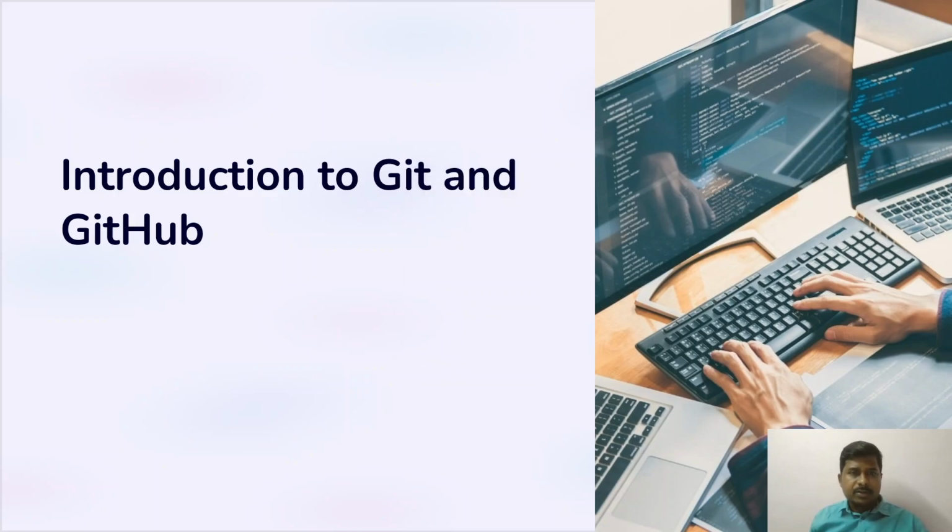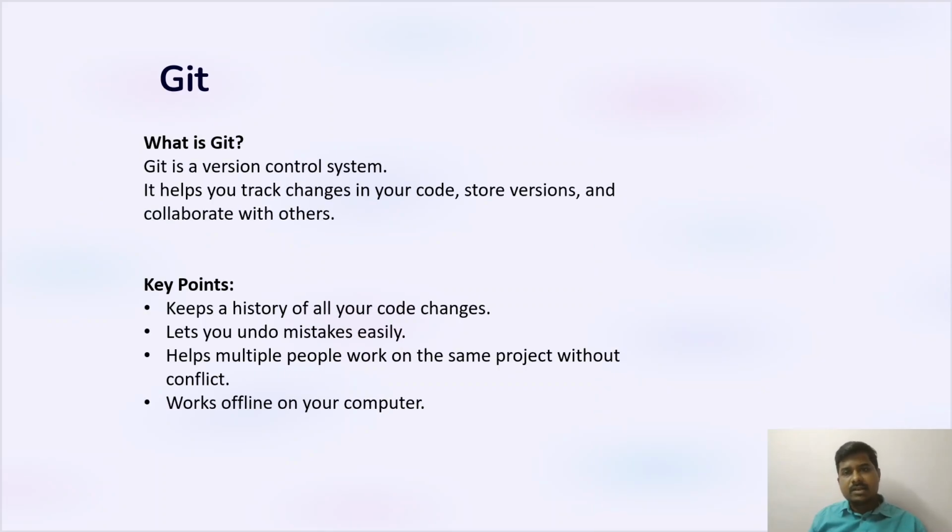Hi, all. Today we are going to see the topic Git and GitHub. It starts with Git. So Git is a versioning control system. It can control all the versions in the project.